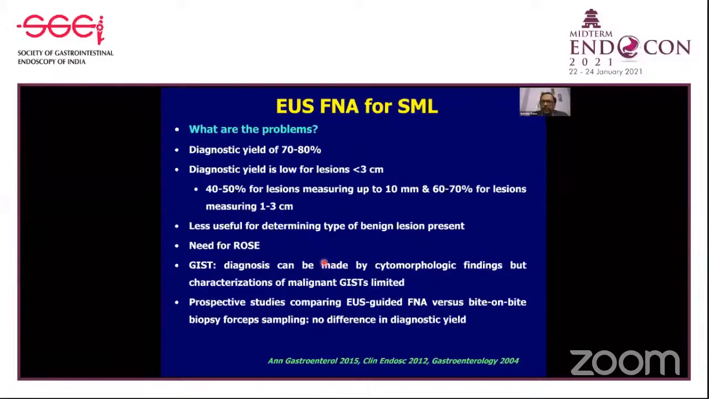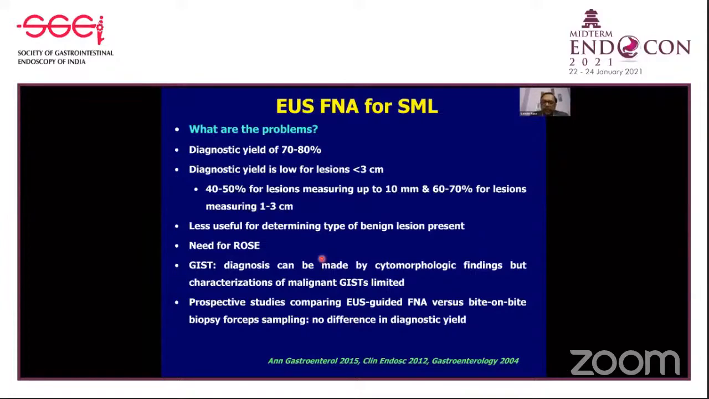Although looking very promising, there are a number of problems with EUS FNA for submucosal lesions. The first and foremost is that the diagnostic yield is still about 70 to 80%. And the problem is that for smaller lesions less than 3 centimeter, the diagnostic yield is much lower: 40 to 50% for lesions measuring up to 1 centimeter and 60 to 70% for lesions measuring 1 to 3 centimeter. And we all know that these are the lesions where we require an accurate diagnosis because they don't fit into any strict criteria for surgery.